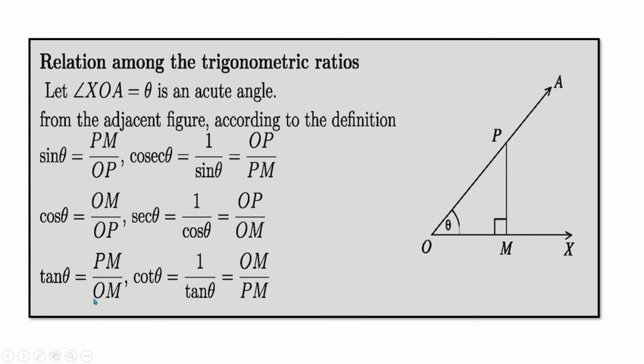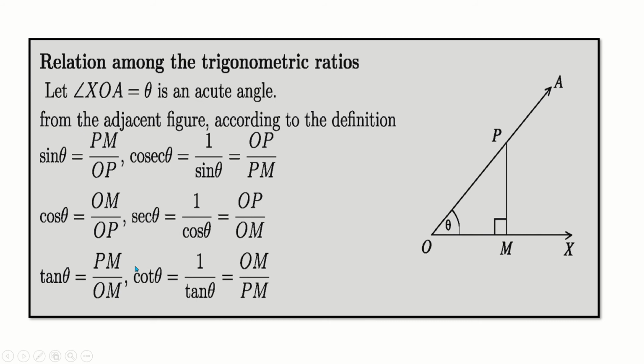As tan theta is equal to PM by OM, that means this by this. So cot theta is equal to 1 by tan. Tan is equal to PM by OM. So after calculating, we'll get OM by PM. That means OM will be the numerator and PM will be the denominator. Clear?